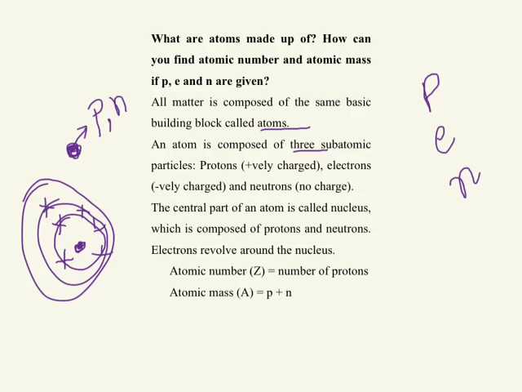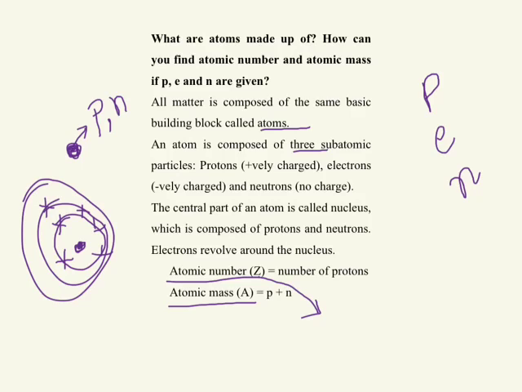You need to understand these two terms, atomic number and atomic mass. Atomic number, which is denoted as letter Z, is the number of protons, and atomic mass is protons plus neutrons.